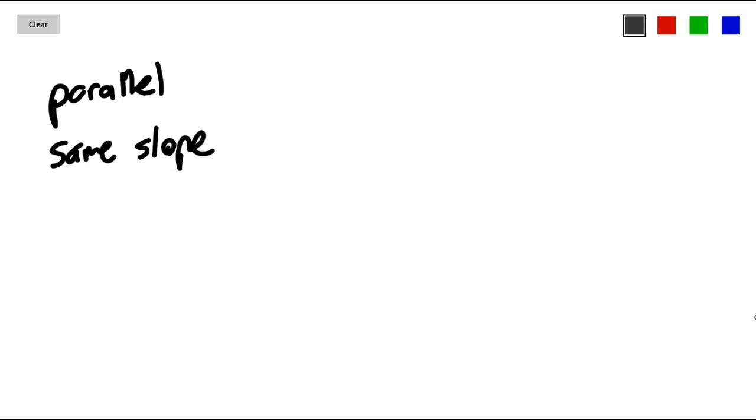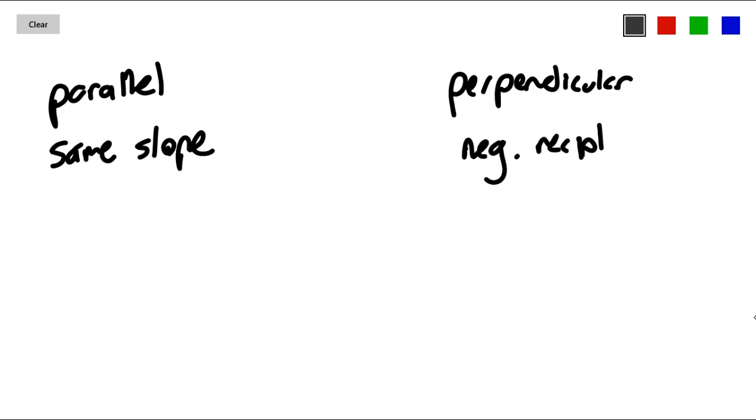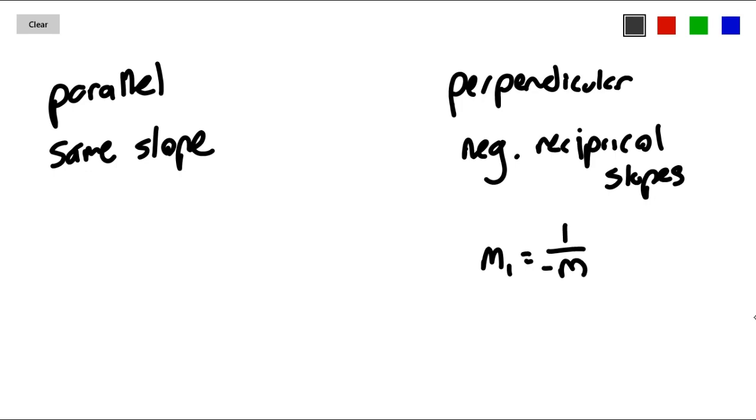And perpendicular lines have negative reciprocal slopes. So perpendicular lines have negative reciprocal slopes. I can't spell very well. Reciprocal slopes. And all the negative reciprocal is going to be is just if you have one slope, this is going to be equal to 1 over the negative version of that slope. That's the negative reciprocal. So let's look into some examples of how we use this in algebra, okay?